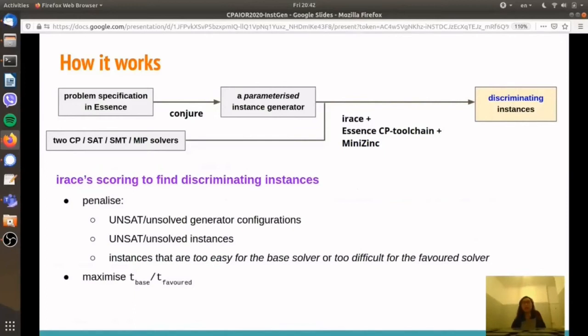This is how we design the score to find discriminating instances. First of all, we are not interested in the generator parameter configurations that are unset or unsolved because they don't give us any instance. We also penalize the unset and unsolved instances. Moreover, we are not interested in instances that are too easy for the base solver. We are also not interested in the instances that are too difficult for the favored solver, so we also penalize them. And the score is also designed in order to maximize the ratio between the solving time of the base solver and the favored solver.